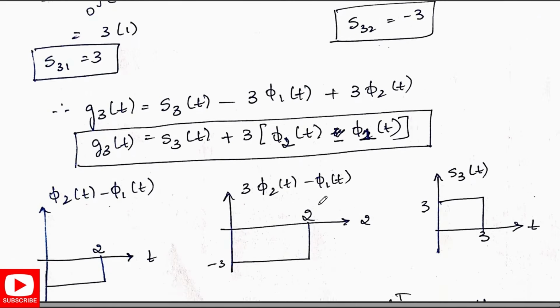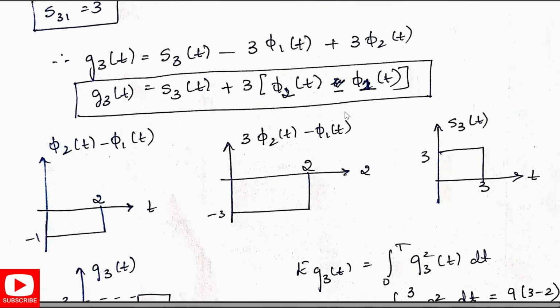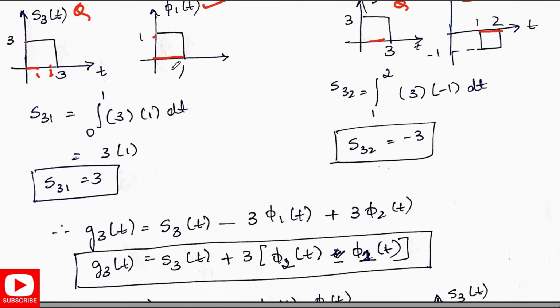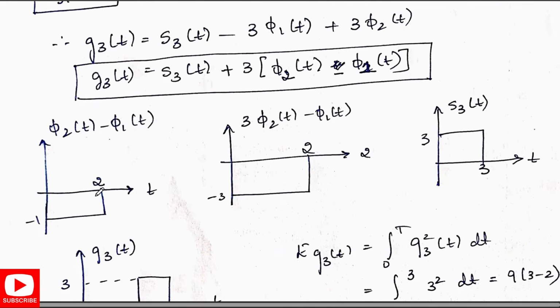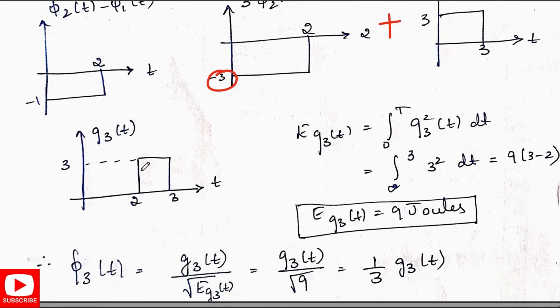So you need to represent now the G3 of t in the graph. So firstly, you need to subtract phi 2 of t and phi 1 of t. You subtract the two graphs that we have got here. Similarly, as I explained, you will get this graph. So for this, you need to multiply amplitude with 3. So you will get it as -3. This is given in the question. So now what you have to do, you need to add these two, you will get this.